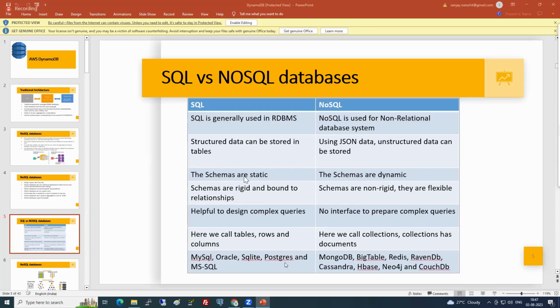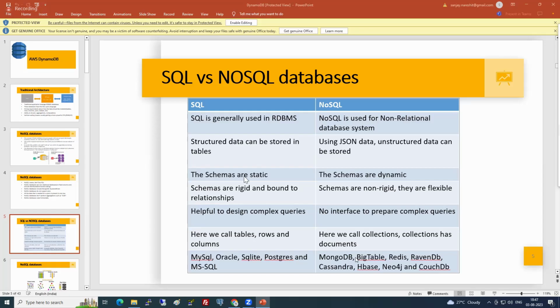What are a few examples in SQL? MySQL, Oracle, Postgres, MS SQL, all of these are RDBMS databases. Whereas NoSQL means MongoDB, Bigtable, Redis. Is Redis an RDBMS database or NoSQL? That's why I said it's a key value pair.